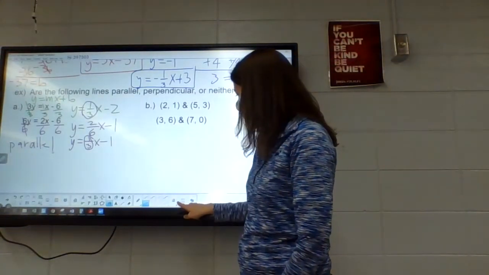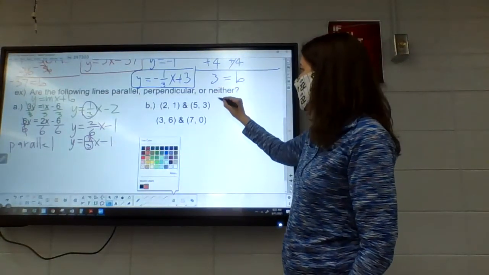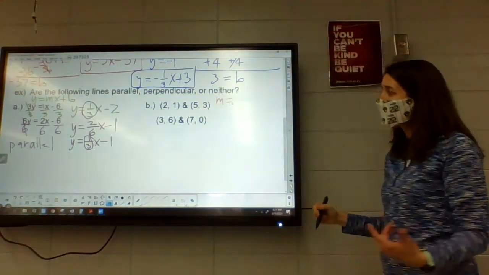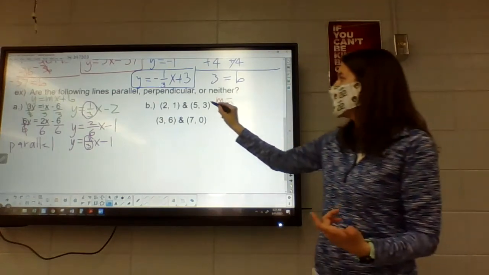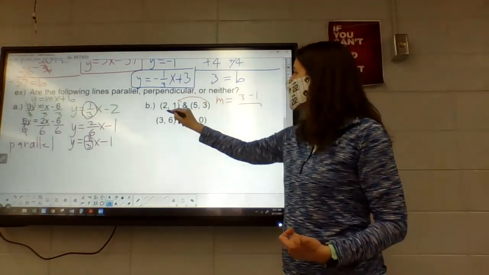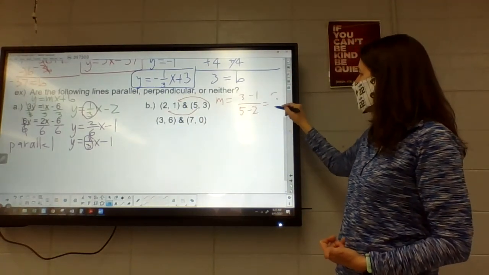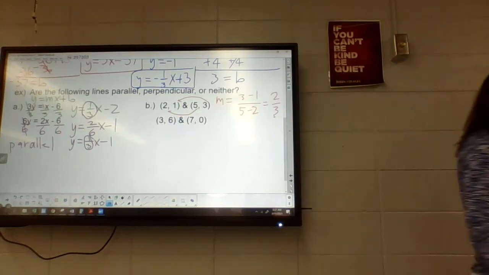So then here, this one we need to use our slope formula. So I have to figure out the slopes of each of these. And again, I do want to simplify if I can. So 3 minus 1 over 5 minus 2. That one's nice. It doesn't need to be simplified. That's 2/3.